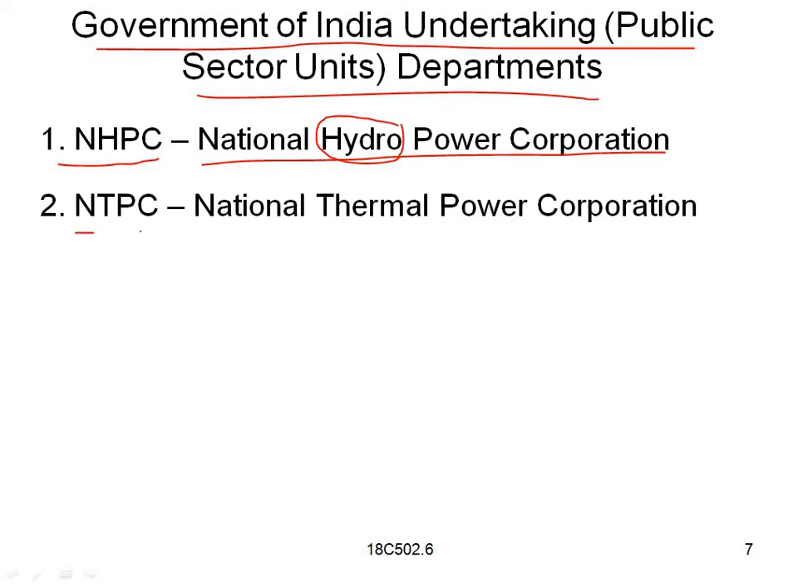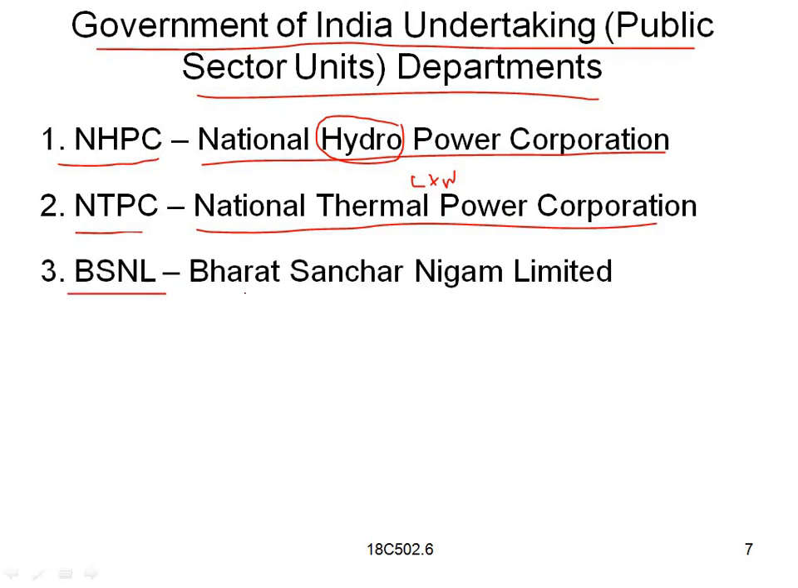The next one NTPC, National Thermal Power Corporation. So this is also called thermal power corporation. Here also we will use coal plus water, okay, coal plus water which is called thermal power plant. Here also the power will be produced in very large quantity and it will be supplied to a minimum quantity of states, okay. And the next one is BSNL.